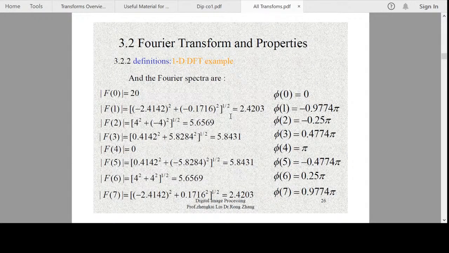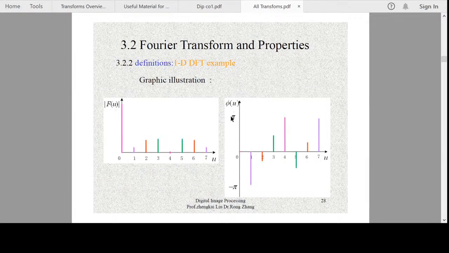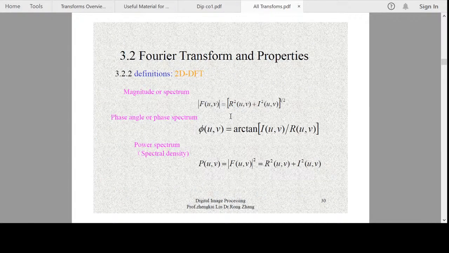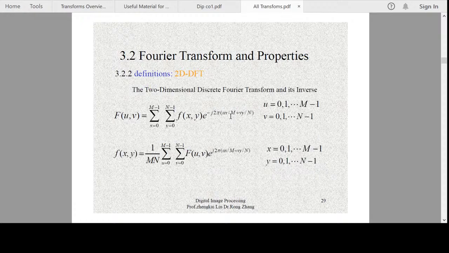Then come to the 2D DFT part. So this is the formula for the two-dimensional DFT.